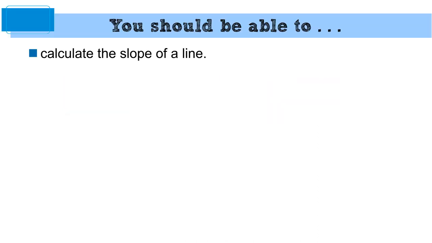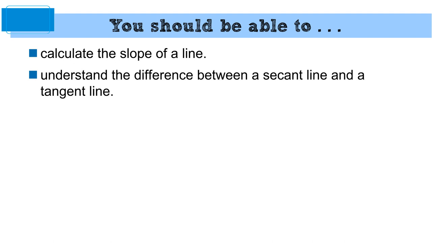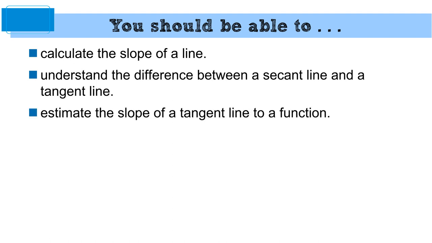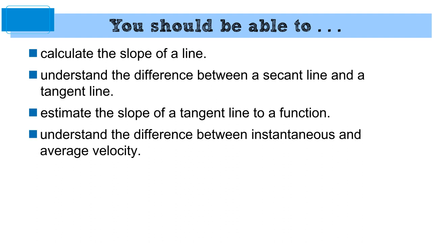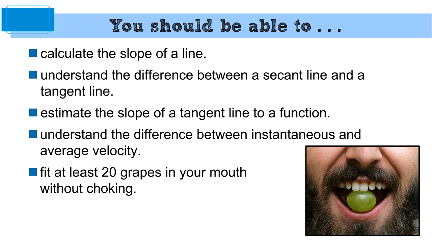So today, first, we're going to make sure you can calculate the slope of a line. I'm assuming that's a big old check, yes? Good, it better be. We're going to talk about the difference between a secant line and a tangent line to a function. Our emphasis in this class is all about tangent lines. Do you know what a tangent line is? Correct. It touches the function in only one point. Secant, we'll do more about this in a second, but you're correct. We're going to estimate the slope of the tangent line. That's a crucial calculation that we're going to do a lot in here. And then we're going to talk about the difference between instantaneous and average velocity on a trip to grandma's house.